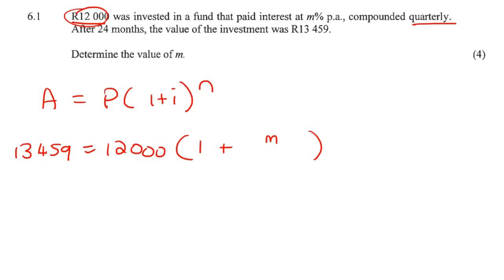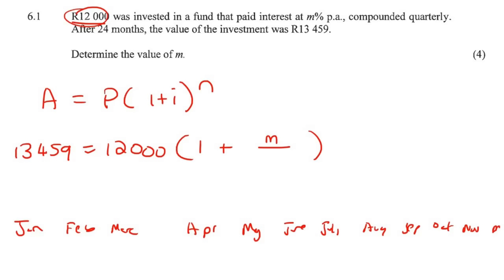Now, don't be tempted to put a 12 over here. This one's actually compounded quarterly. So should we put a 4 or a 3? Well, let me explain. If you have January, February, March, April, May, I'm going to run out of space. July, August, September, October, November and December. If you divide that into quarters, that's what you get.